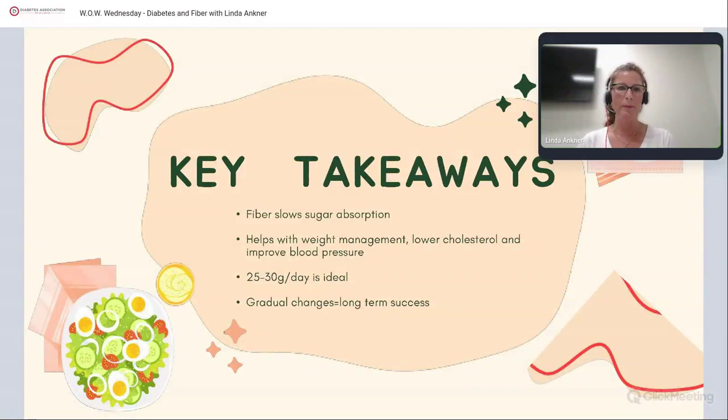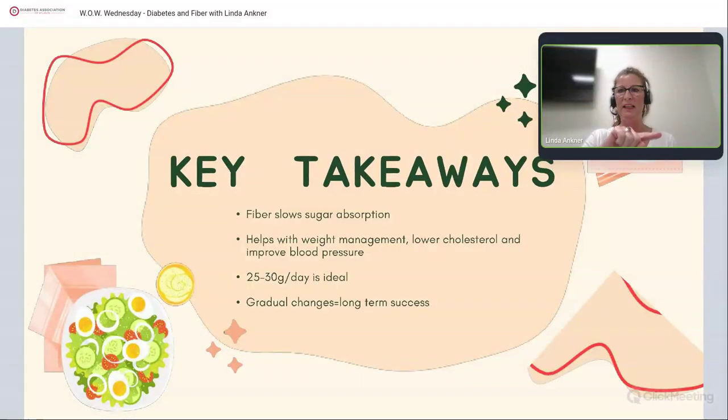So, our key takeaways for today is, fiber helps to slow sugar absorption, because it takes longer for the body to digest and process the fiber. So, the longer that your body is taking to do that process, the longer it will be before the glucose is released into the bloodstream.